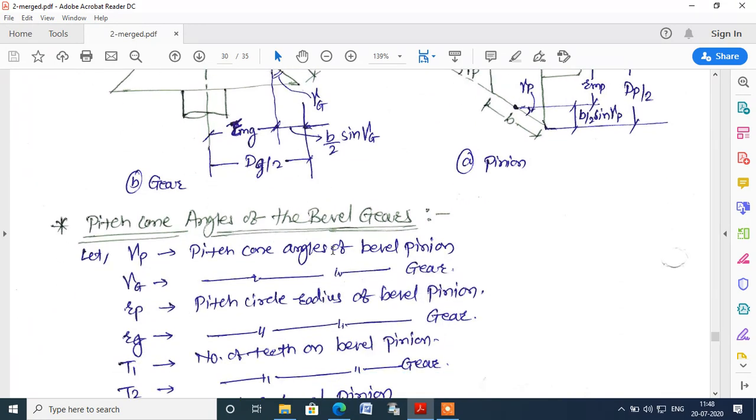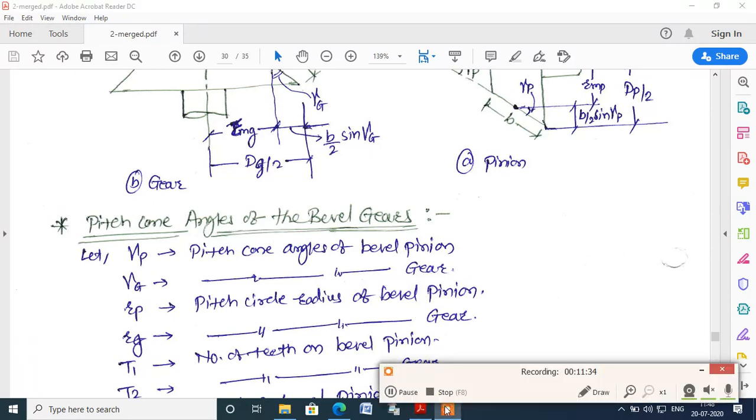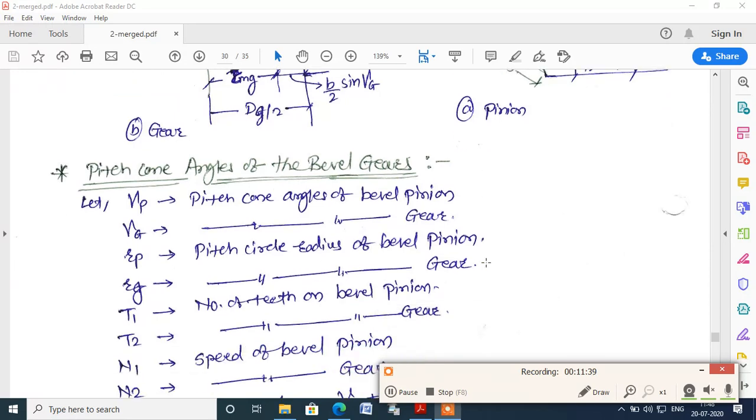Now pitch cone angles of the bevel gears. So we have to see the pitch cone angles of the bevel gear. Step by step we will see this derivation, and that we will see in the next class.